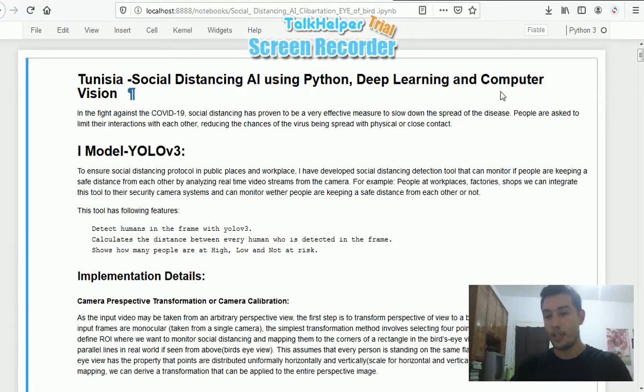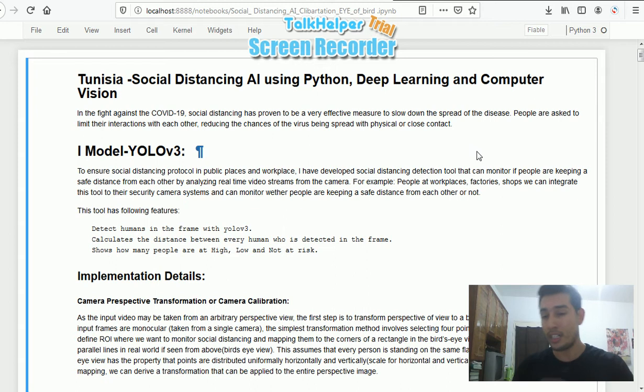So as we know, all the world is facing this pandemic of COVID-19. Tunisia has now returned to normal life, but social distancing became a must. We must keep distance between each other to stop the spread of this virus. In the fight against COVID-19, social distancing has really proven to be a very effective measure to slow down the spread of this disease.